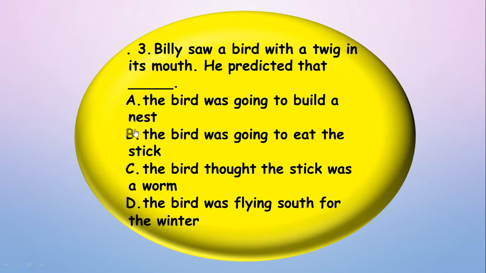Number B, the bird was going to eat the stick. Or number C, the bird thought the stick was a worm. Number D, the bird was flying south for the winter. A or B or C or D, what do you think? A. Excellent. The bird was going to build a nest.